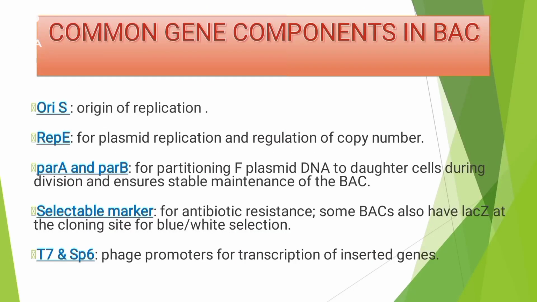Common gene composition: RepE for plasmid replication and regulation of copy number. ParA and ParB are for partitioning F plasmid DNA to daughter cells during division and ensure stable maintenance of the BAC. Selectable marker for antibiotic resistance. Some BACs also have lacZ at the cloning site for blue-white selection. Then T7 and SP6 phage promoters for transcription of inserted genes.